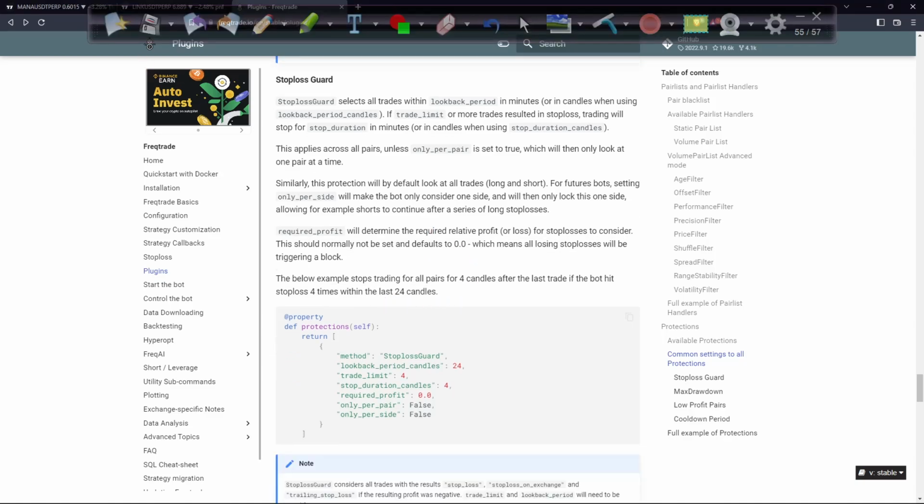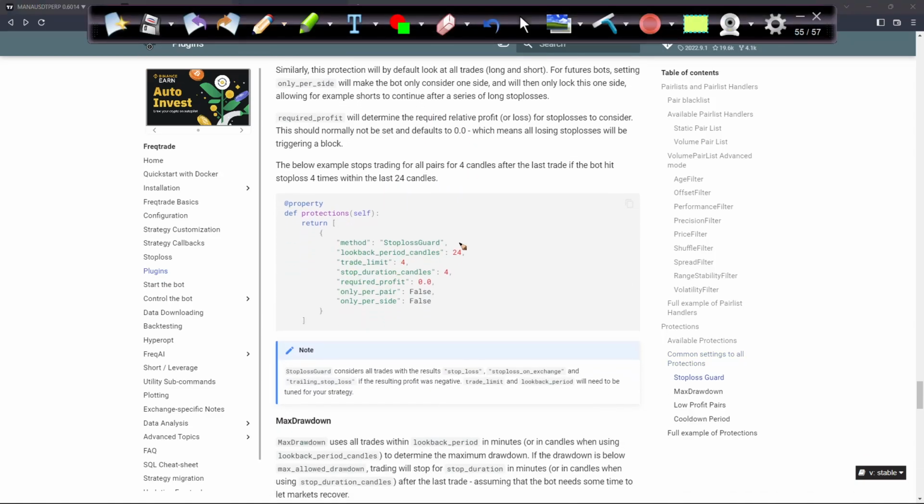So what we are doing here is that we are using a stop loss method and we are looking back 24 candles. We are saying trade limit 4 and stop duration candles 4. So if we saw that 4 consecutive trades were losses, were getting stop losses, then we stop trading for 4 candles, and required profit is 0.